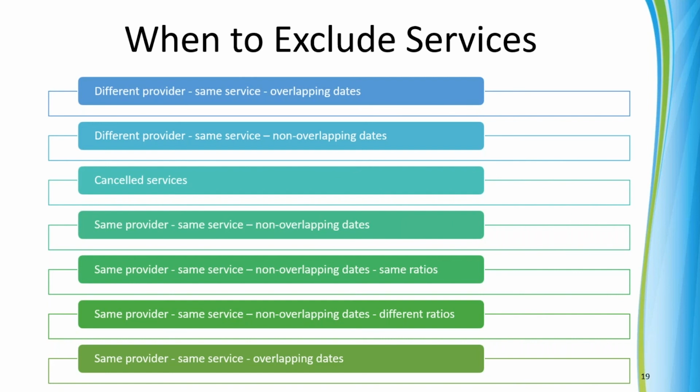And then the last one, if it's the same provider, same service with overlapping dates, that should never happen because your plan would not validate if you had that in your plan. So if you can exclude one because they're the same, then exclude it. That brings over a lot less services that we have to look at and calculate and figure out. And the risk of those calculation mistakes is a lot less.